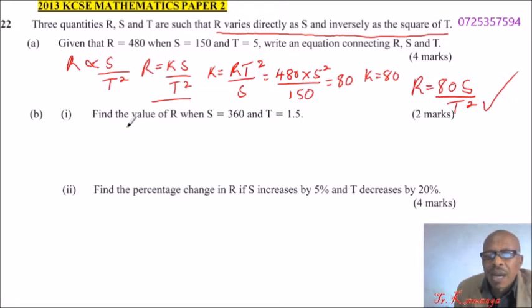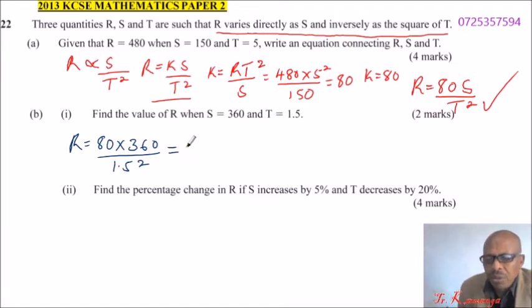Find the value of R when S is 360 and T is 1.5. Since we have obtained our equation in part A, R equals 80, that is K, times S, which is 360, and you divide by 1.5 squared. You will use your calculator, and you will find that this is 12,800. So there you get 2 marks.